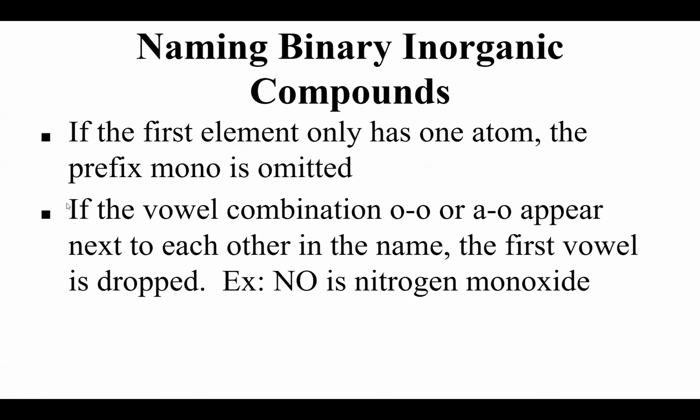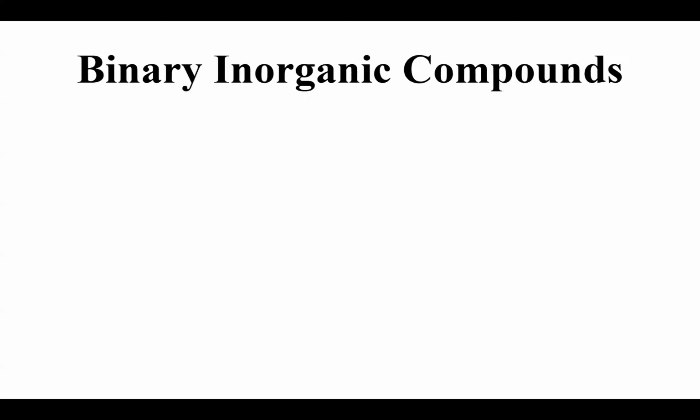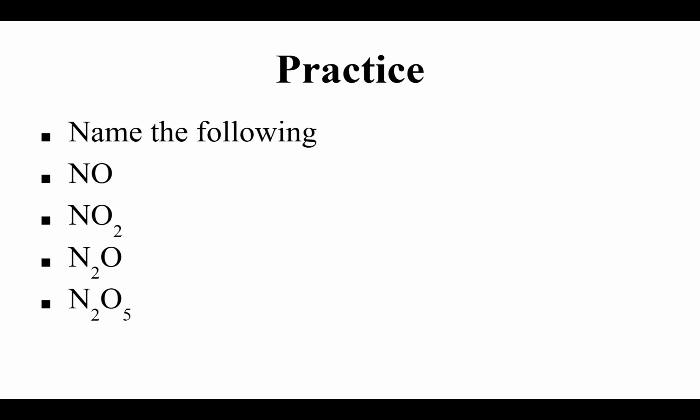If the vowel combination is OO or AO, and they appear next to each other, you drop the first vowel. So instead of saying nitrogen monooxide, you drop that first vowel and it becomes nitrogen monoxide. So let's do a practice. I want you to try to answer these and then push play and come back and see if you were correct. So let's try to answer these.